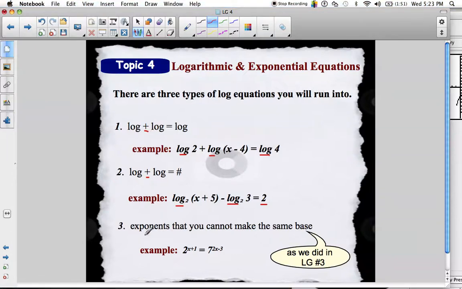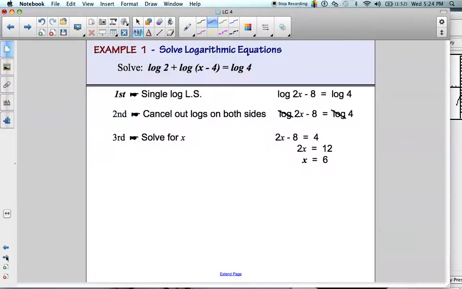And the last type you're going to see is this exponential, okay, where we have 2 to the power of x plus 1 and 7 raised to the power of 2x subtract 3. Now, if the bases are the same, you know how to do that. That's Learning Guide 3 work. But if you look at this, base 2 and base 7. So the bases are different. So we're going to use logs to solve this one. Okay, let's go through some examples.